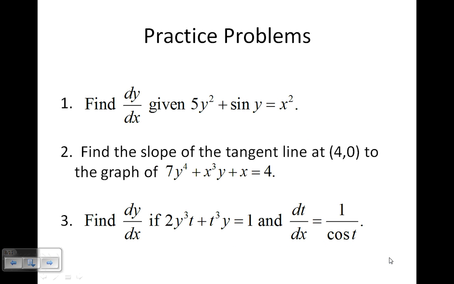Okay. So here I put in 3 practice problems. As always, go ahead and hit pause, give them a try, and when you're ready to see the solutions, hit play again, and I'll go through them.